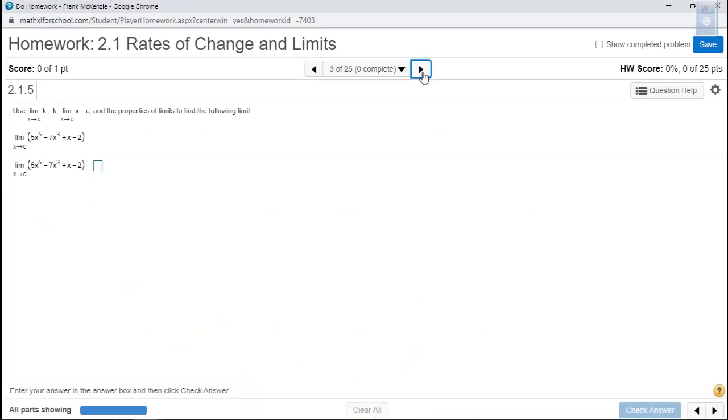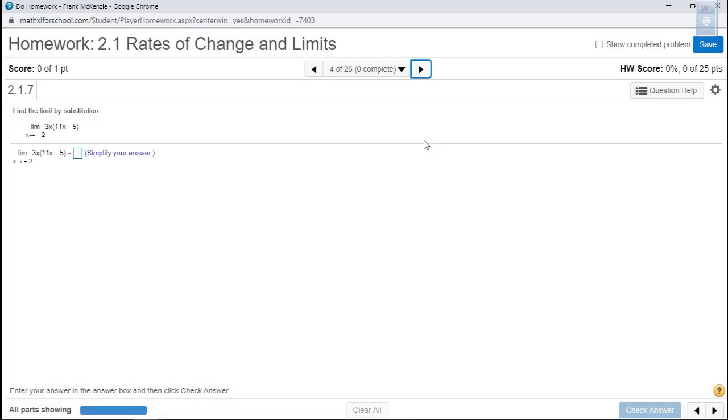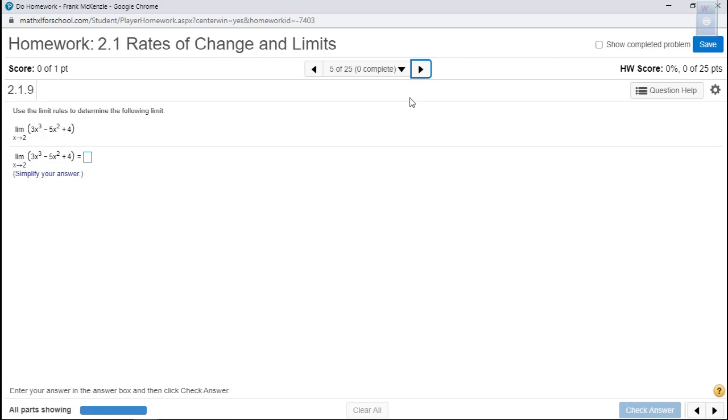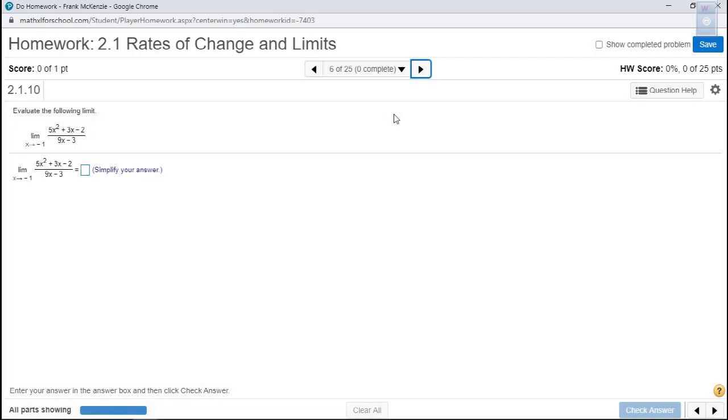Now, that one right there is going to cover number 4. You're going to do it by substitution. You're just going to plug it in and find the thing. This one, you're just going to plug it in and find the thing. This one, you're going to plug it in and find the thing.